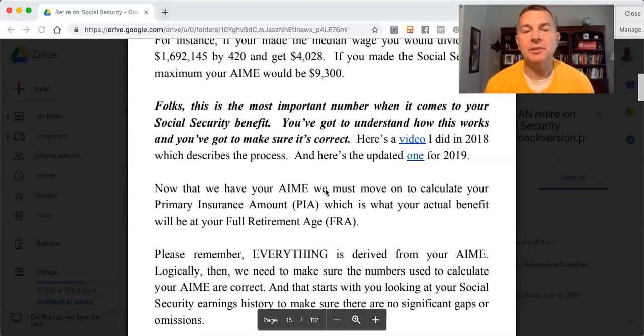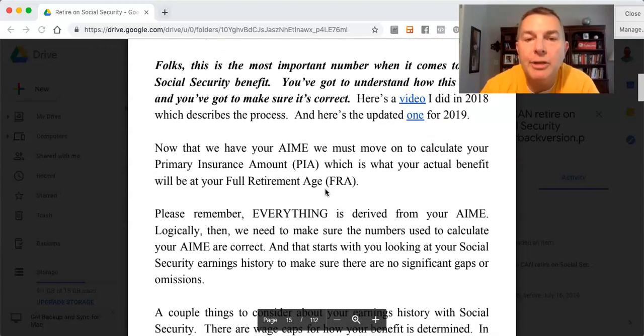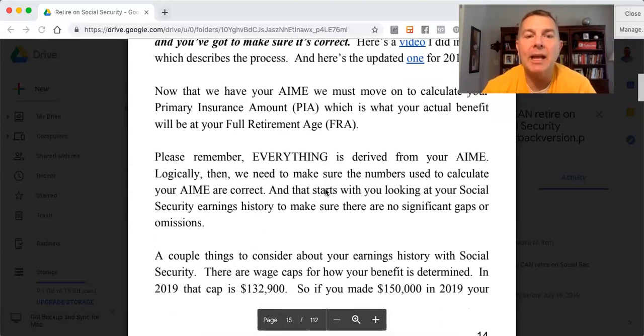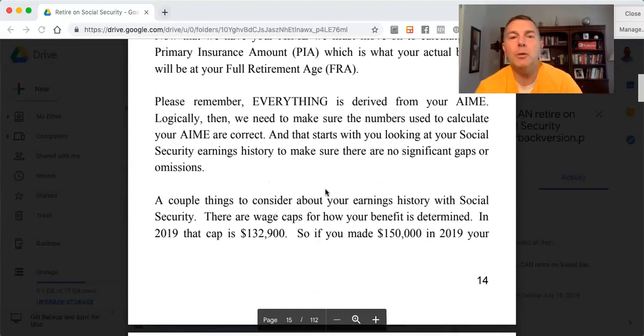Now that we have your average indexed monthly earnings, we must move on to calculate your primary insurance amount, your PIA, which is what your actual benefit will be at your full retirement age. Woo, it's confusing. Please remember, everything is derived from your AIME. Logically, then, we need to make sure the numbers used to calculate your AIME are correct. And that starts with you looking at your Social Security earnings history to make sure there are no significant gaps or omissions.